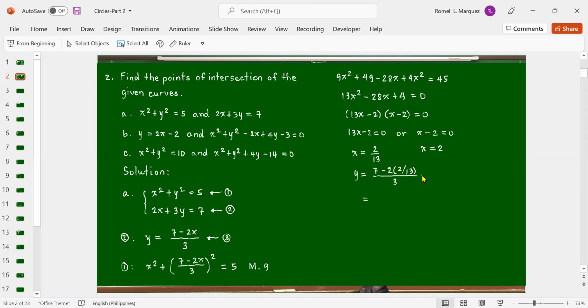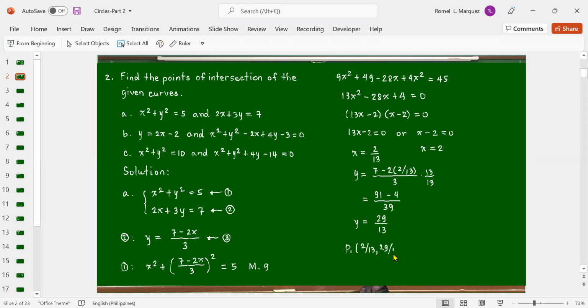Simplifying this by multiplying 13, both the numerator and denominator. So we have 7 times 13. What is that? 91. Then minus 4. 13 is canceled out. All over 39. Okay? So y therefore is equal to 91 minus 4. So that is 87 over 39. So the simplified form is 29 over 13.